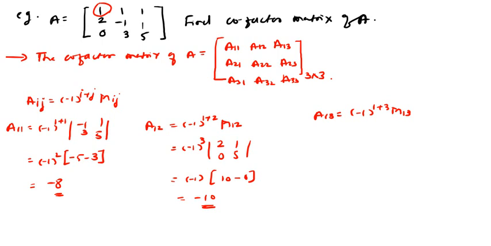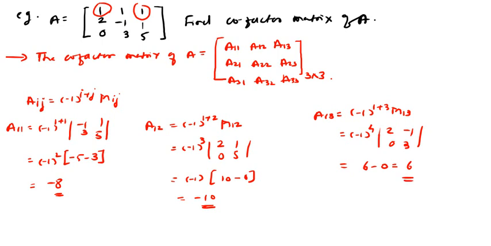Okay, so here is the element A13. So hide the row and column. So we get the determinant is equal to -1 raised to 4 into the determinant. Okay, the determinant will be 2, -1, 0 and 3. So this will be -1 raised to 4 is 1. So what remains? 6 minus 0, which is 6.